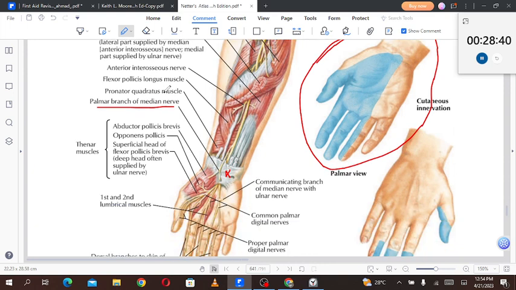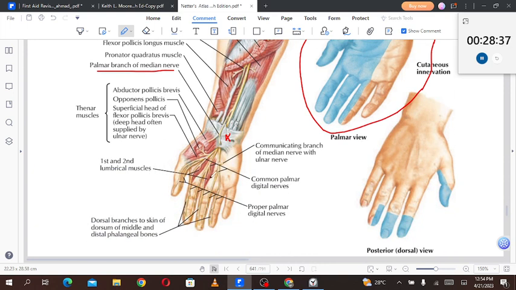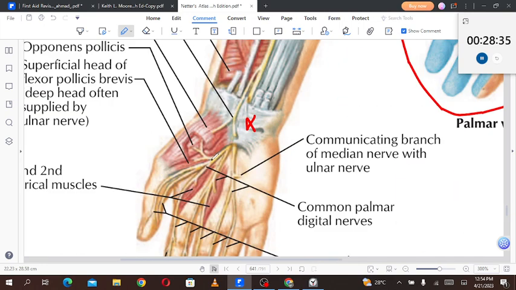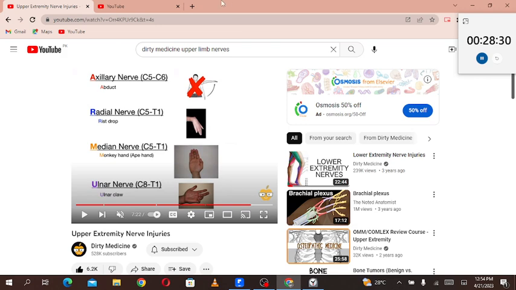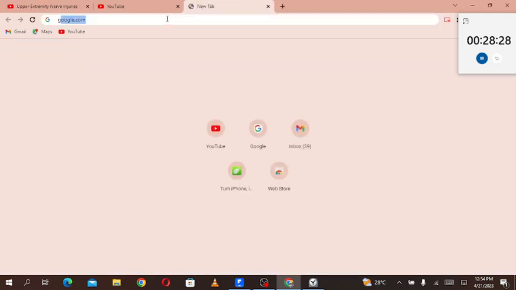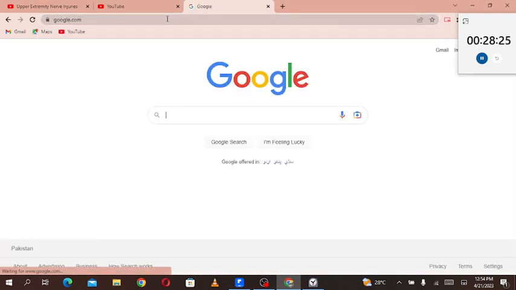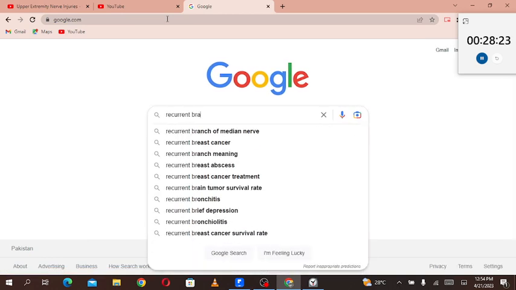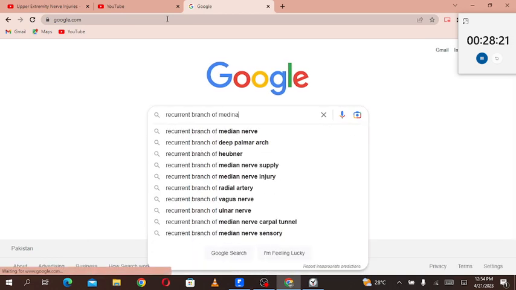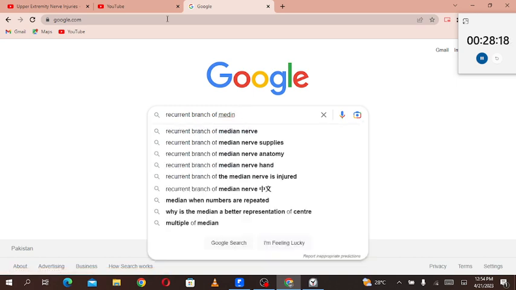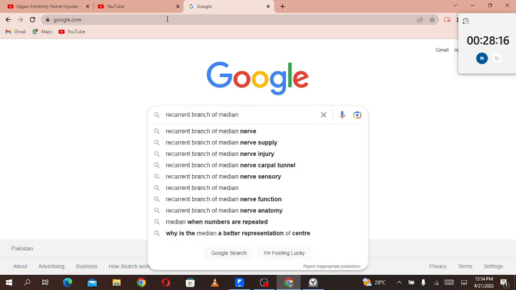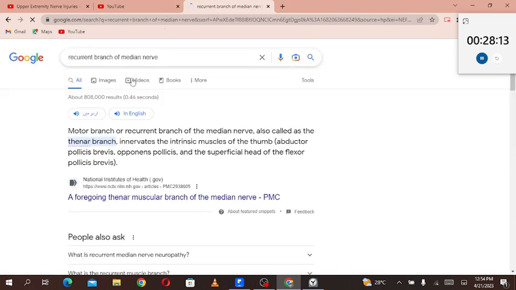Is there any picture of that? The recurrent branch of the median nerve. Okay, this is the recurrent branch, right? I guess this one is the recurrent branch. Let's Google it. The recurrent branch of the median nerve, also called the thenar branch, innervates the intrinsic muscles of the thumb, abductor pollicis brevis, and so on. So this is not a sensory branch.